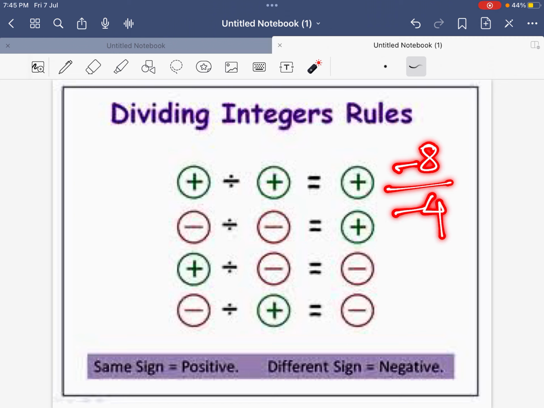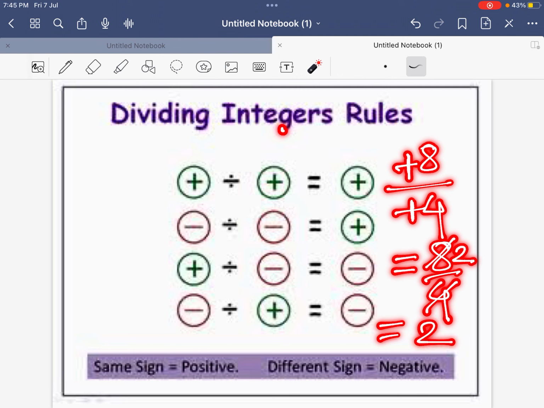Clear? So in this case both the signs are negative, meaning minus 8 as well as minus 4, both are negative. So in this case this minus and this minus will cancel each other, so we get only 8 upon 4. So once again simplify this, 4 ones are 4, 4 twos are 8, so your answer is 2, which is a positive number. Clear? So likewise we have to solve the questions.